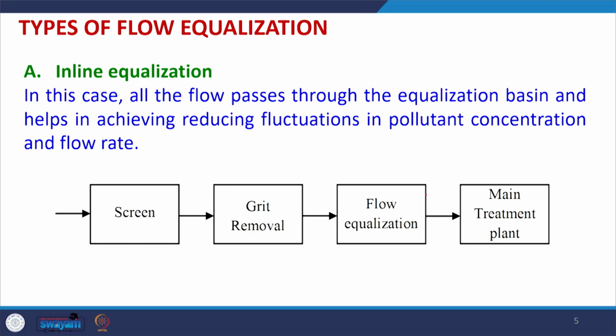There are two types of equalizations, one is called inline equalization, another is called offline equalization. So, in the inline equalization the flow passes through the equalization basin. So, this is the equalization basin and we can see the wastewater which is coming, it may be municipal wastewater, it may be industrial wastewater. So, it goes through the screen and grit removal, after that it passes through the flow equalization basin and to the main treatment plant. So, this is inline equalization.